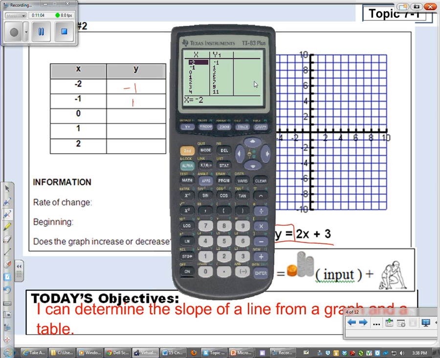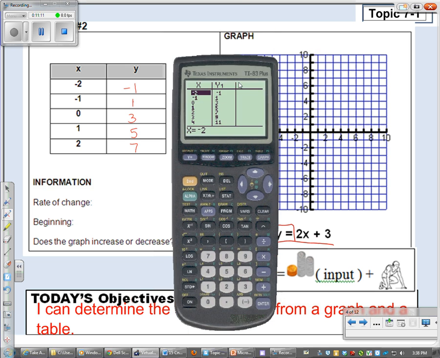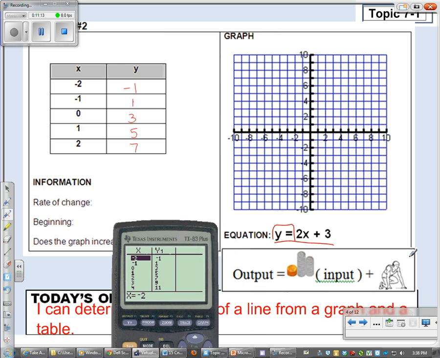When x is 0, y is 3. When x is 1, y is 5. And when x is 2, y is 7. Now we're going to plot our points.